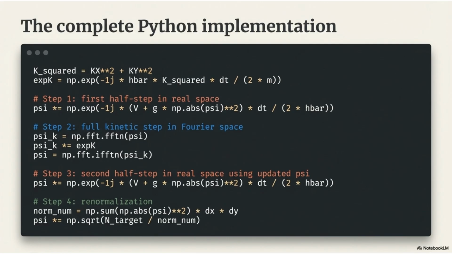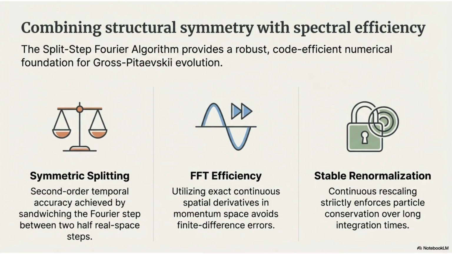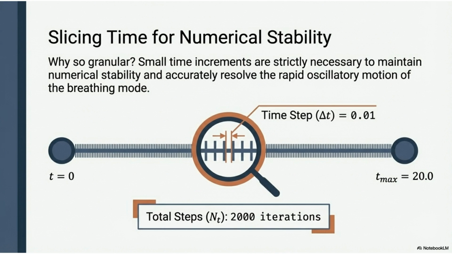This slide shows the complete Python implementation of the 6-step data pipeline, which can be summarized into 4 key code steps. The split-step Fourier algorithm provides a robust and efficient foundation for Gross-Pitaevskii evolution by combining symmetric splitting, FFT efficiency, and stable renormalization for particle conservation. Small time increments are necessary for numerical stability and accurately resolving the rapid oscillatory motion of the breathing mode. In our simulation, we use a time step of 0.01 over a total time of 20.0, resulting in 2,000 iterations.